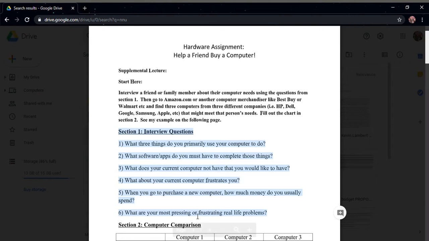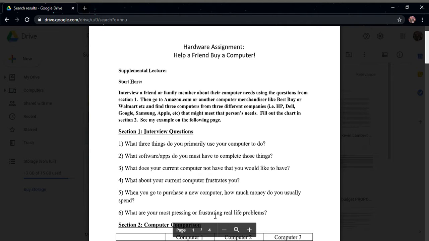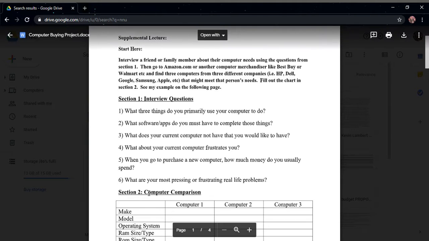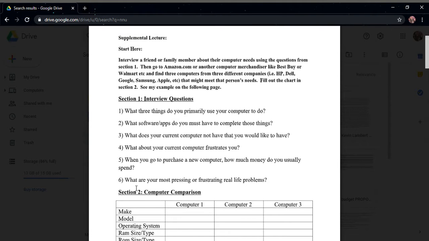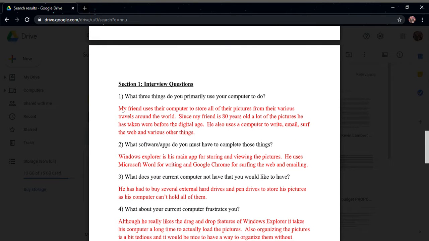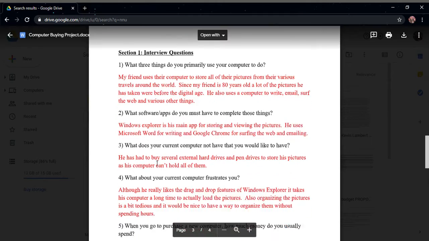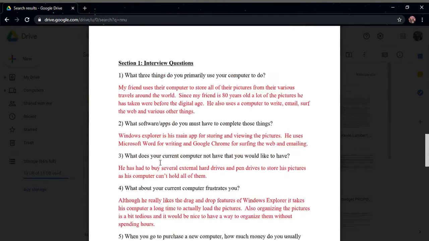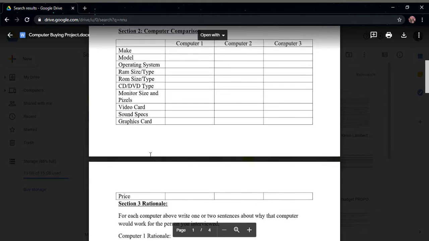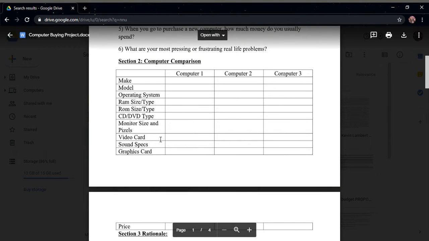Computer science is about this right here. It's about using machines to solve real-life problems. That's what computer science is about. So ask those questions. Fill in their answers right here. I have an example down here. This is my example from me doing this assignment. Notice I put my answers in red so I can read them. So anyway, ask those 6 questions. Write down their answers right there. And then go find a computer for them.